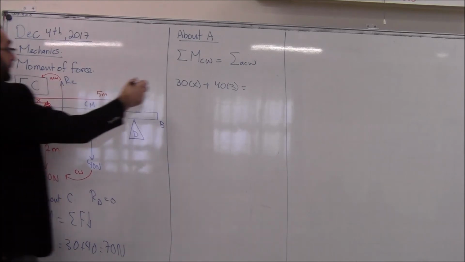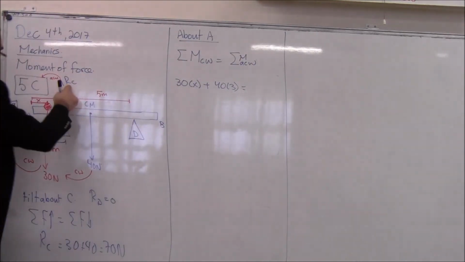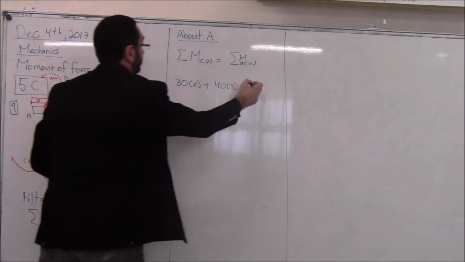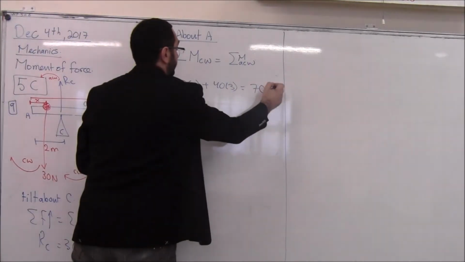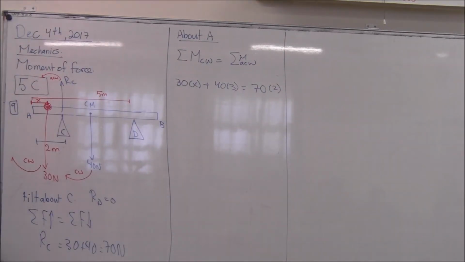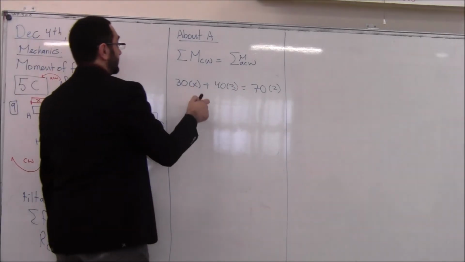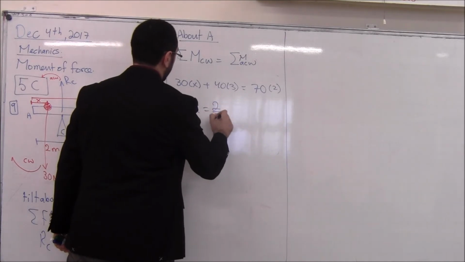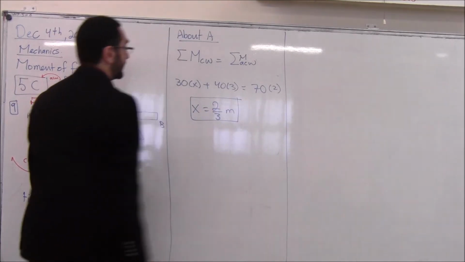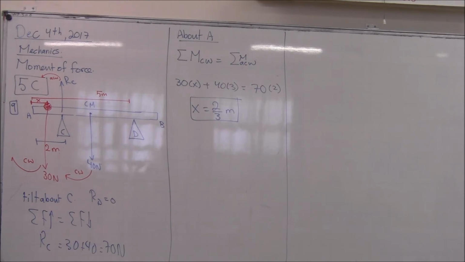One force only here. What is RC? 70. What is the distance between RC and A? 2. RD is 0. If the force is 0, its moment is 0, definitely. So, what is the value of x? 2 over 3. 2 over 3 meters. Clear? You'll copy this.